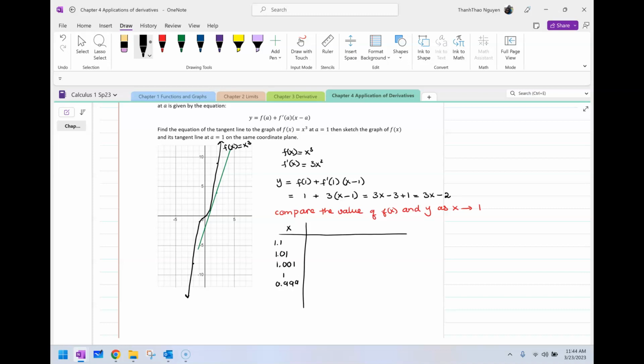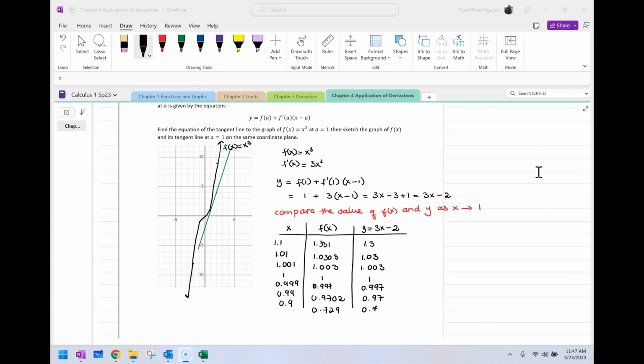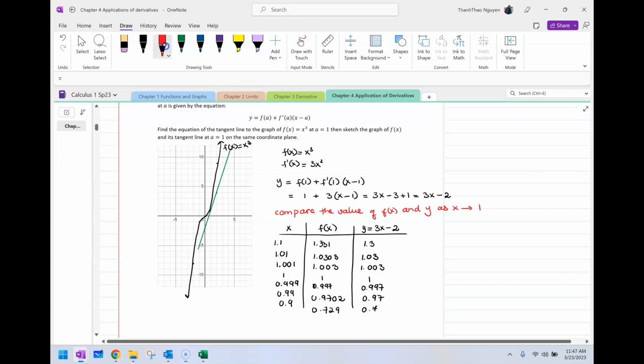Then 0.999, 0.99, and 0.9. Okay, we evaluate the value of f of x and y, where y equals 3x minus 2. I want you to go ahead and fill out this table. So as you can see, as x approaches 1, the values of f of x and y are almost the same. This means that we can approximate the value of f of x by using the equation of the tangent line.